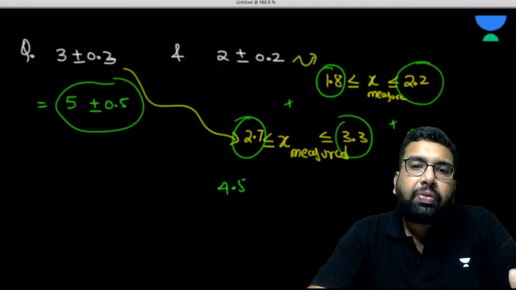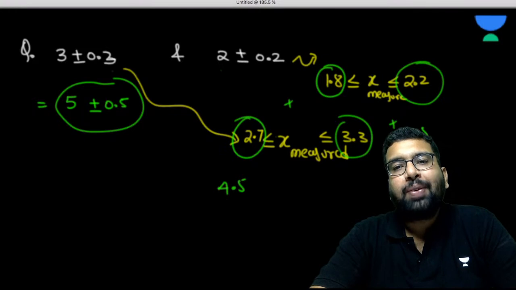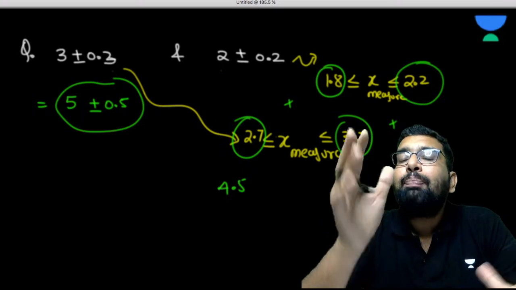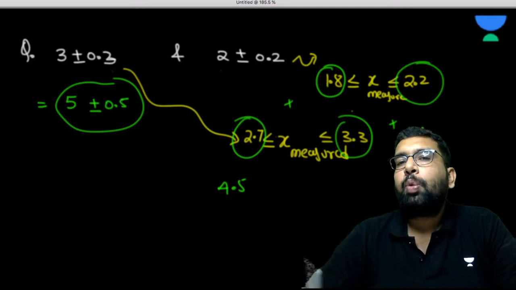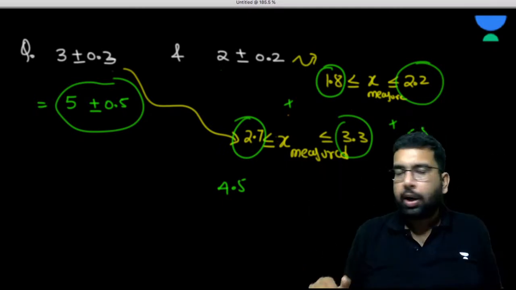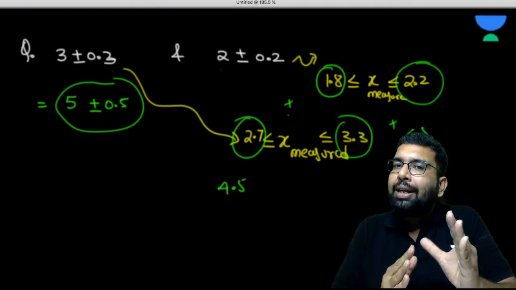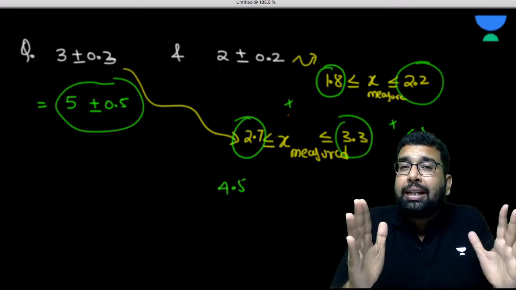And you can think in this way. These are the extremes: 2.7, 1.8, 3.3, 2.2. When you get the maximum value on subtracting them, you need to subtract 3.3 and 1.8. Now think in this way: you are subtracting two quantities. When will the maximum error come? The maximum error will come when one quantity is at its least value and the other quantity is at its maximum value.